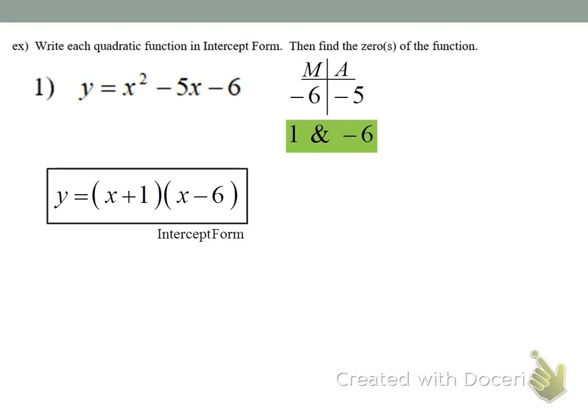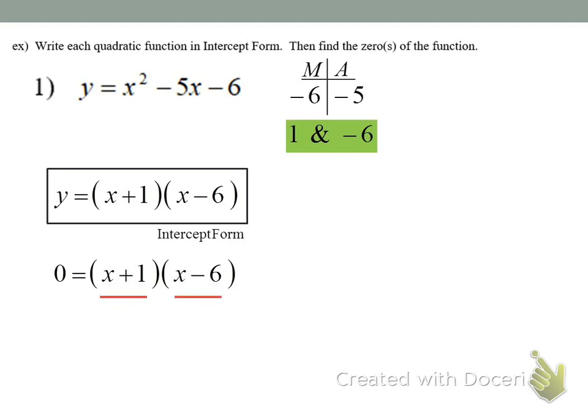So this is not going to be in homework, but it's going to be on your test later on. All right, so we're going to use intercept form to figure out the zeros. What we do is we plug a 0 in for y, so make it 0 equals yada yada.